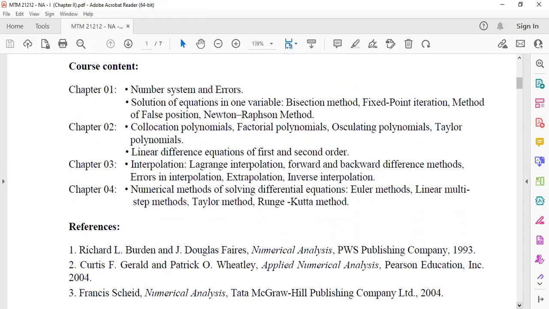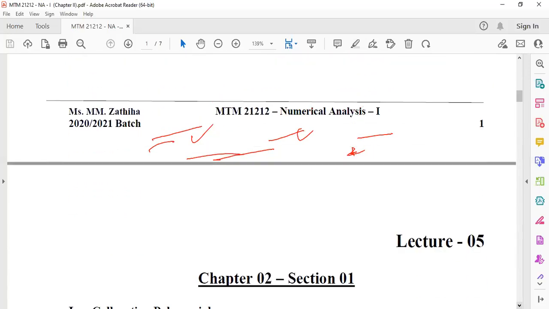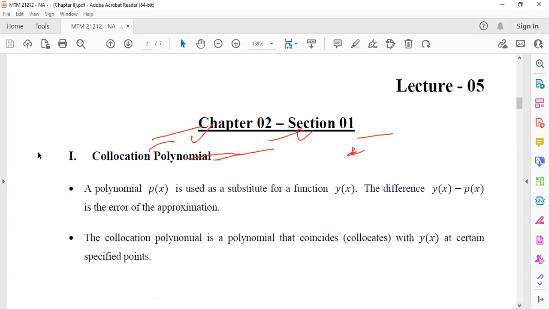Our chapter 2 is about some polynomial methods. There are collocation, factorial, oscillating, Taylor polynomials, as well as some difference equations. We can see that one in the next class. So let's start our polynomials. I have divided this into two sections: one for polynomials, the other for differences.